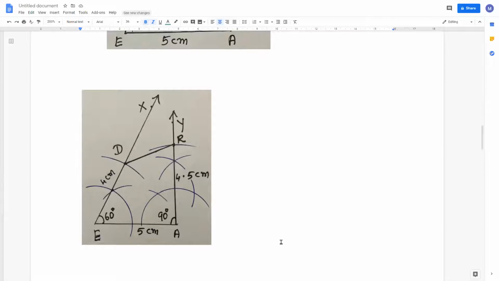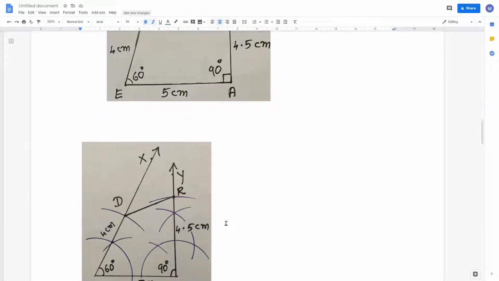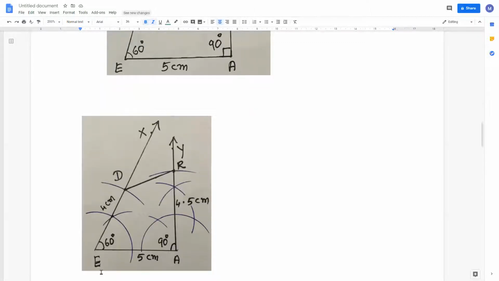So first what we are going to do, see here, first we are going to draw the rough diagram. From that, EA we are going to draw. See, EA equal to 5 cm. Then at E, 60 degree angle, constructing this ray. Then here, 4 cm arc cutting, you will get the point D. Same way, at A, 90 degree keeping, then ray will come like this. Then radius 4.5 taking, you have to draw an arc which cuts at R. So D and R got, we have to join this. This is the way we are going to do. I will show you through video.